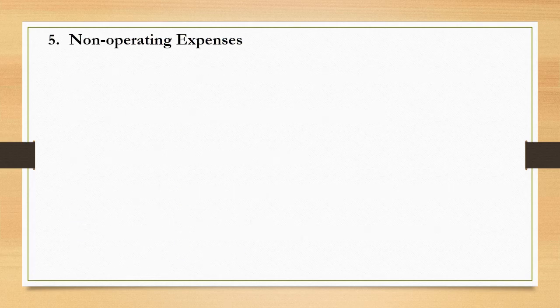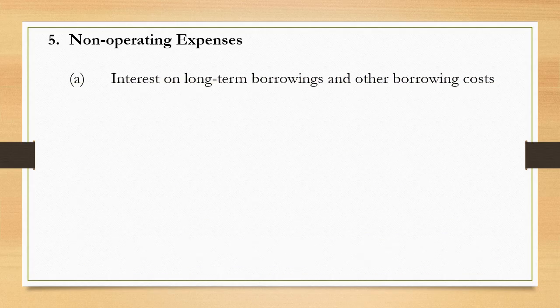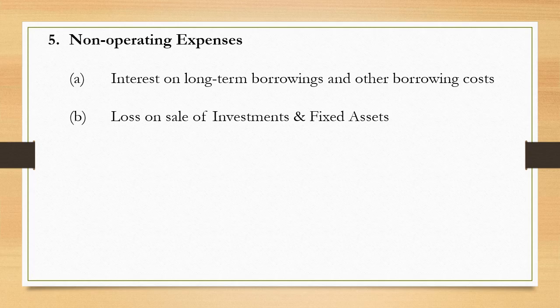Next in row is non-operating expenses. Non-operating expenses will include interest on long-term borrowings and other borrowing cost. As I have told you earlier also, interest on short-term is operating, but interest on long-term borrowing will be my non-operating expense. Loss on sale of investments or fixed assets is also a part of non-operating expenses.